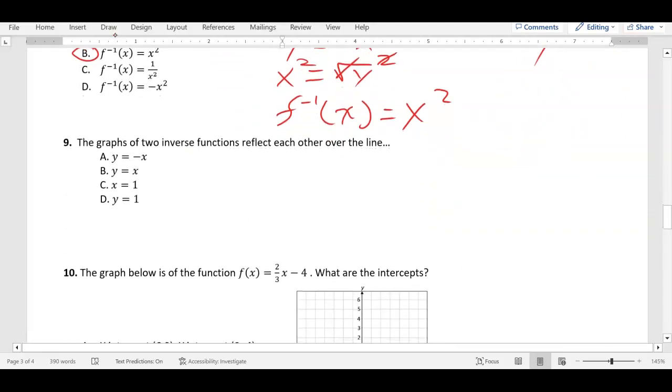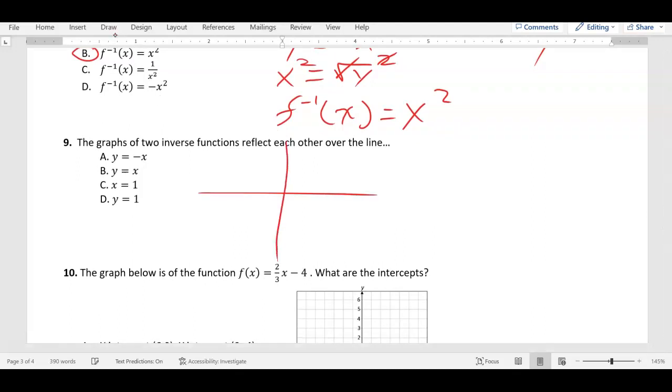The graph of two inverse functions reflect over the line what? So if you remember, we would have these graphs, and we'd have something like this, and they would reflect across this diagonal line. That diagonal line is y equals x. So inverse functions reflect across the diagonal line, y equals x.